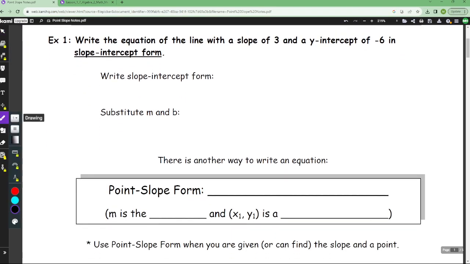So example 1, just to real quick review, I'll zoom out a little bit here. We have a slope of 3 and a y-intercept of negative 6. Well, this is quite easy. If it just wants us to write in slope-intercept, we're given everything we need. Y equals 3x minus 6. So slope-intercept form, again, we know is mx plus b. This should go down here.